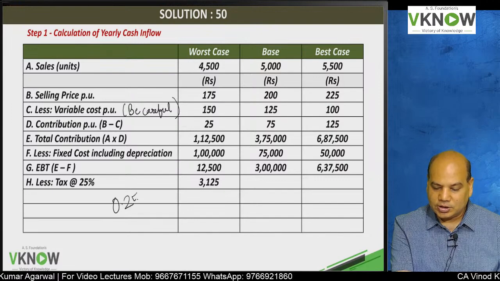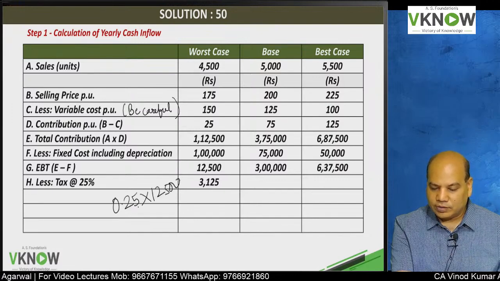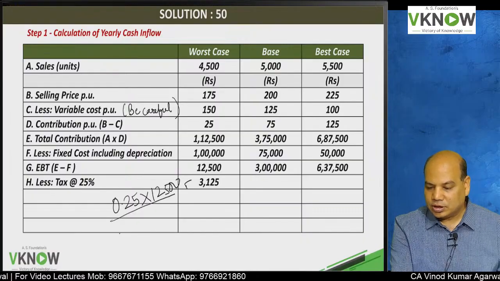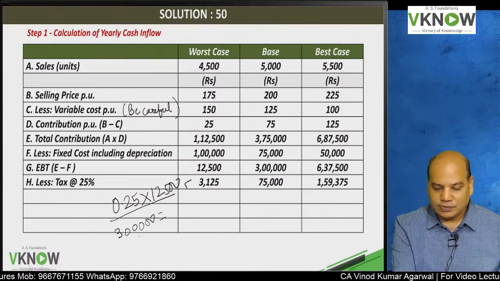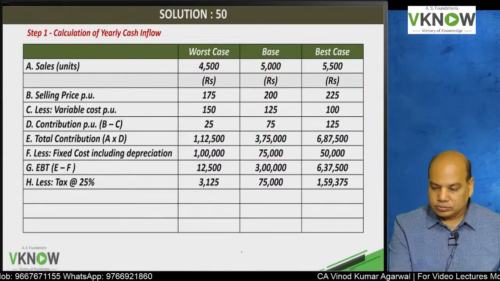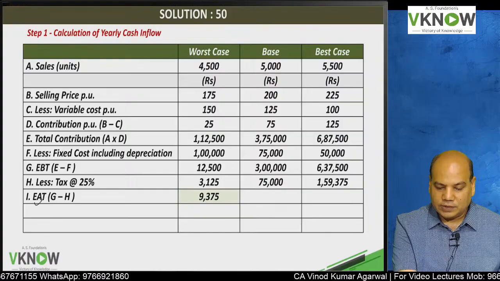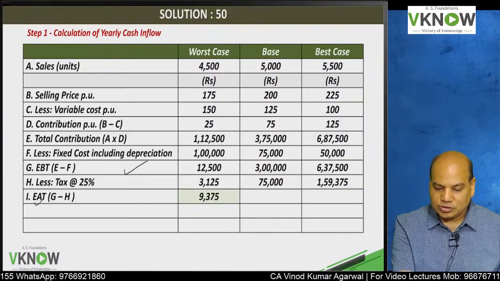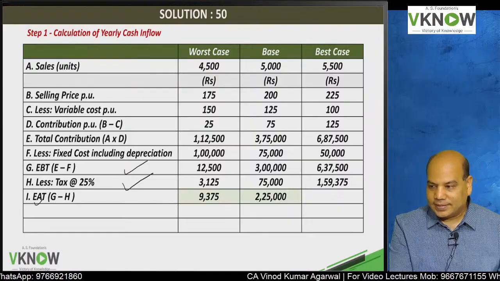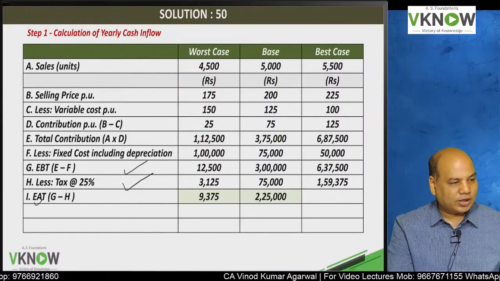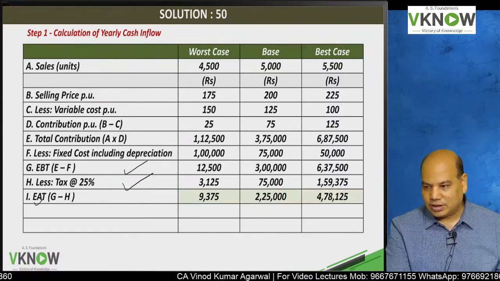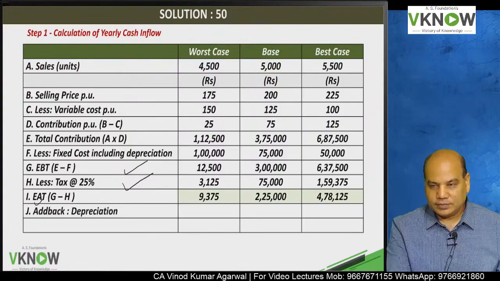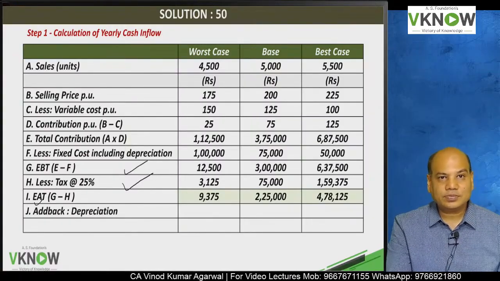First number you type like this, 0.25 into 12,500. You will get this answer. Now just press 3 lakh and press equal to, you will get the next answer. Similarly 637,500, press equal to, 159,375. Earning after tax, G minus H, come on, 9,375, 2,25,000, and the last one 478,125. Add back depreciation.